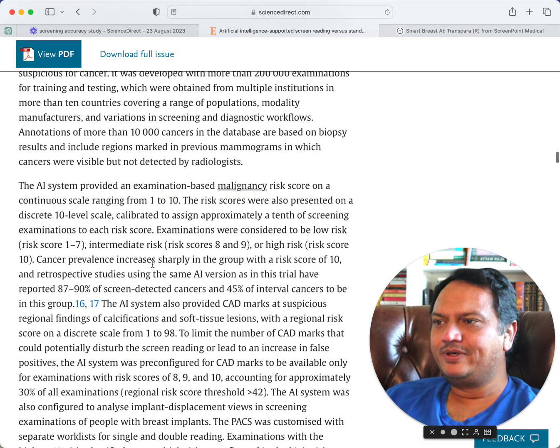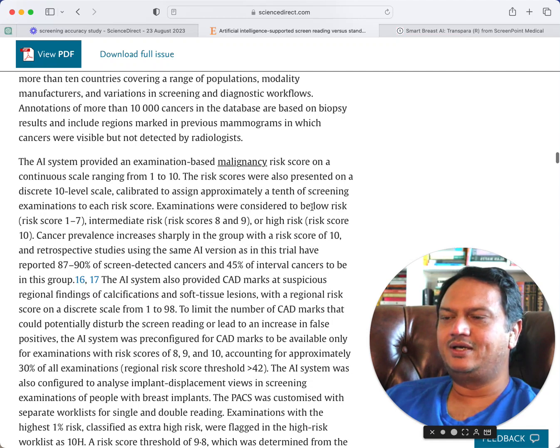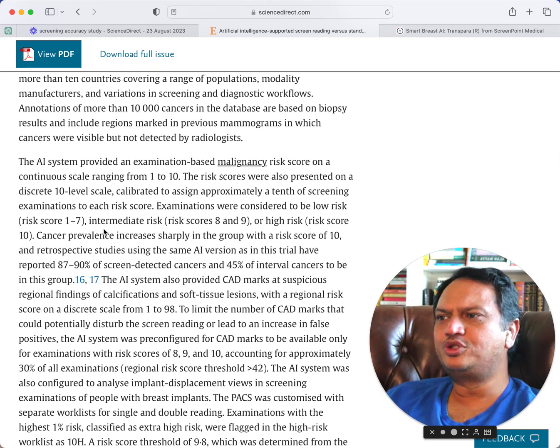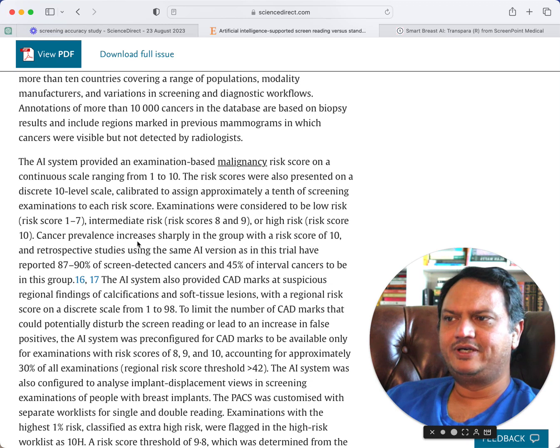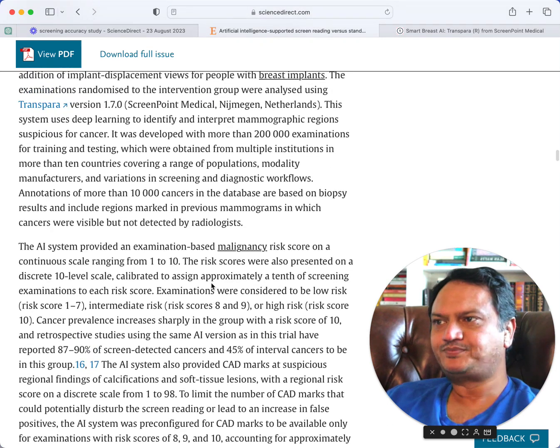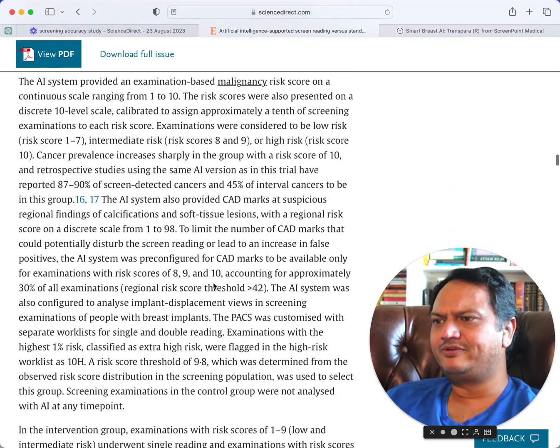But in this paper, they basically grouped everyone into low risk, intermediate risk, and high risk, as scores of 1 to 7, 8 to 9, and a score of 10 or higher. And in future, as Transpera software gets better, it may cut into these three groups, and eventually maybe only two groups, high risk versus low risk, which is probably what you're trying to get from an AI mammogram, right? Okay, does this patient have a risk of cancer or not? So that's one interesting point in the methodology. There are a couple of other points to mention.